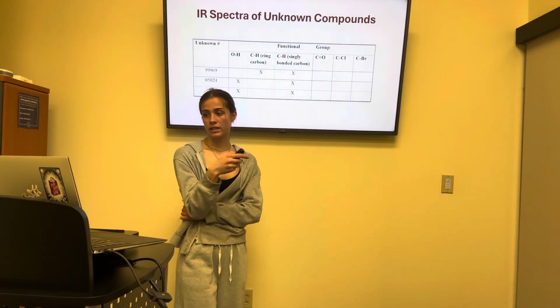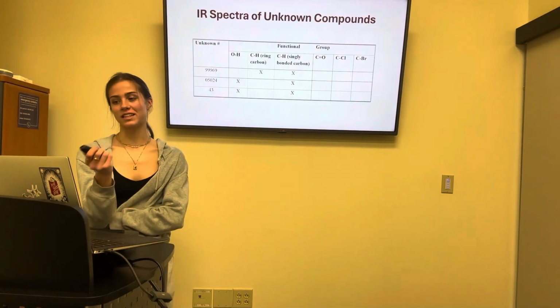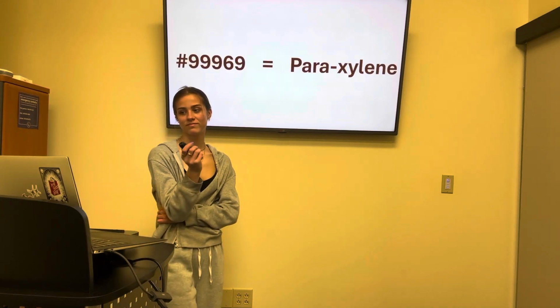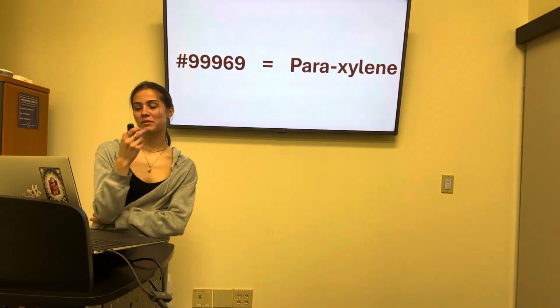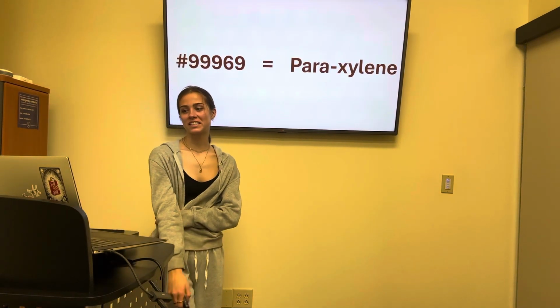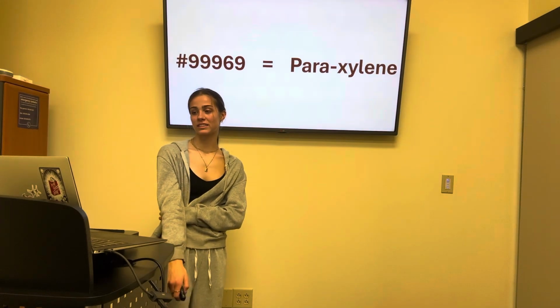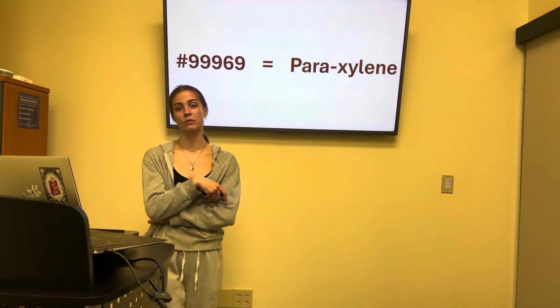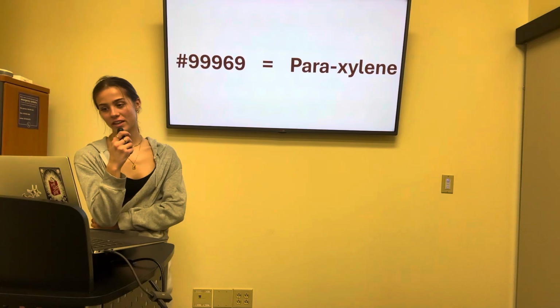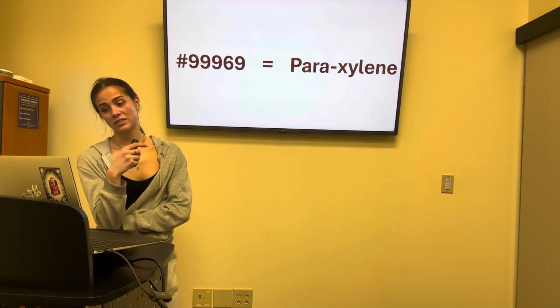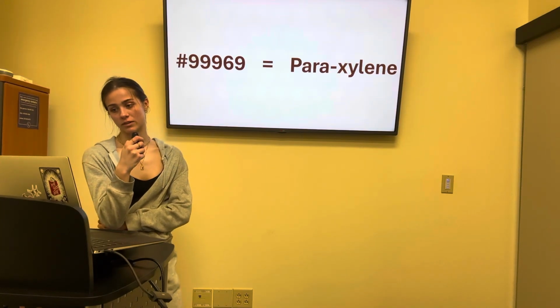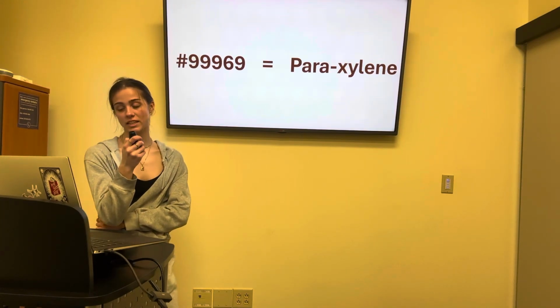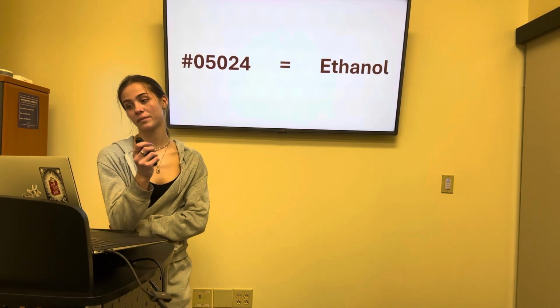And all the IR data for all the unknown samples is gathered here in this table. Using all this data, it was able to be determined that the sample 99969 was most likely the compound paraxylene because of their match on the ratio of areas of the 1 to 1.5 ratio. Then a match on the number of peaks, 2 from the NMR data, and both molecules had the presence of a benzene ring and a CH functional group from the IR data.